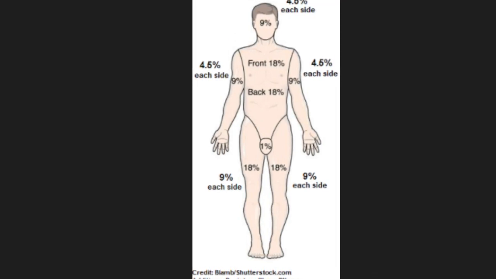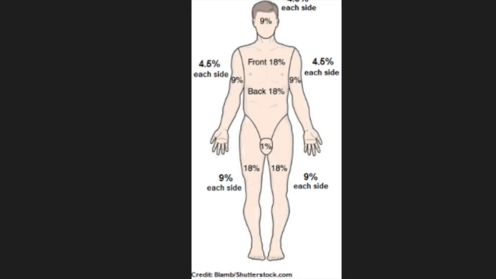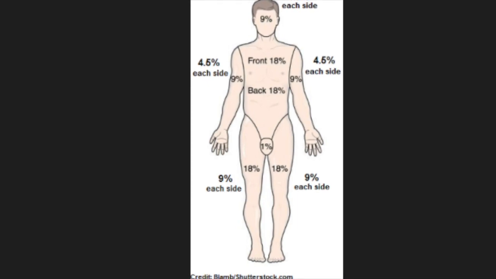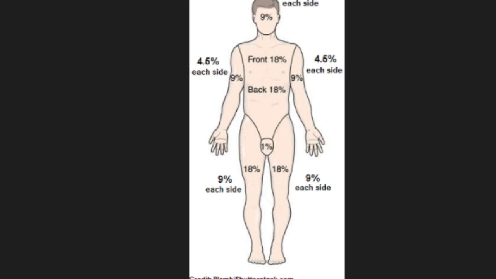You get 9% for each side of each leg. You get 9% for each arm. For the front and back of the abdomen, you get 18%. So 9 for the chest area, 9 for the abdomen area, front and back.